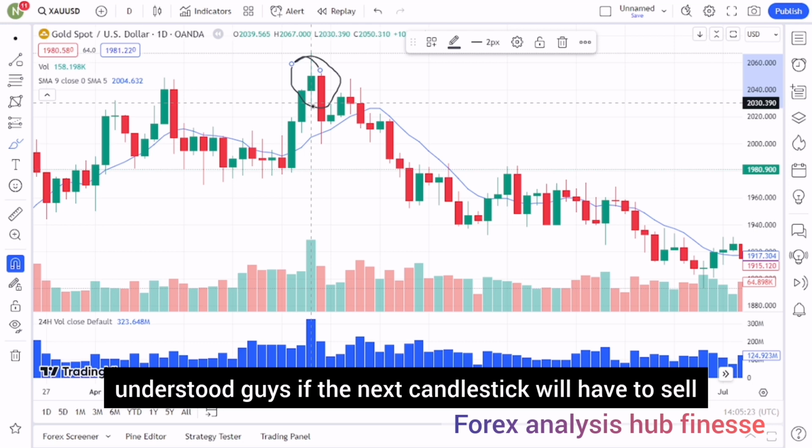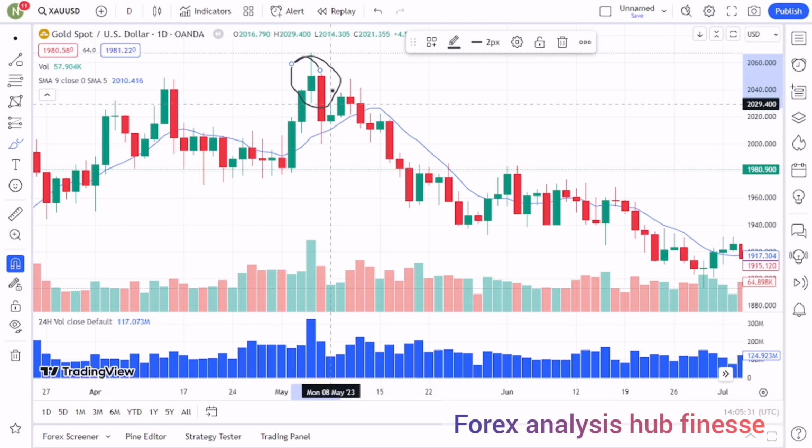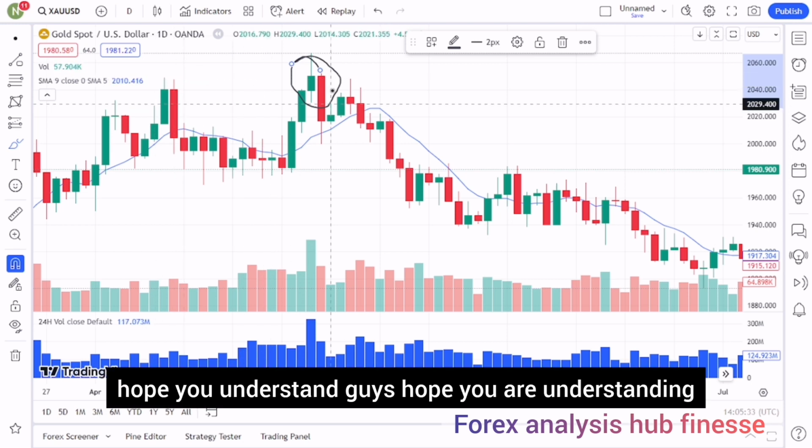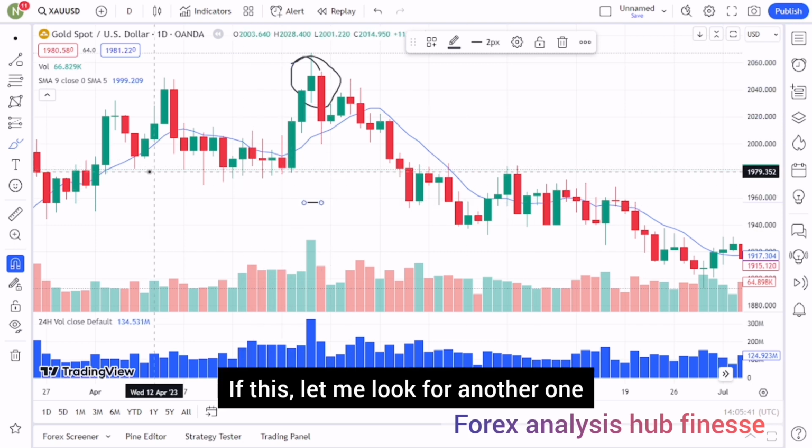Understood, guys? If the next candlestick will have to sell, that means you can enter your sell here, the sell zone, if that is a key level. Hope you understand, guys. Hope you are understanding. Let me look for another one.